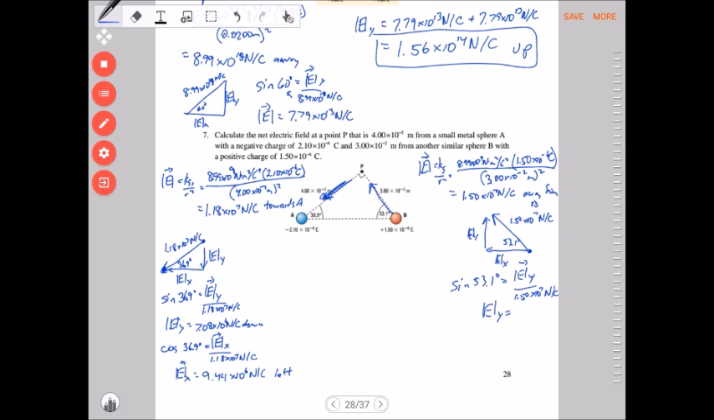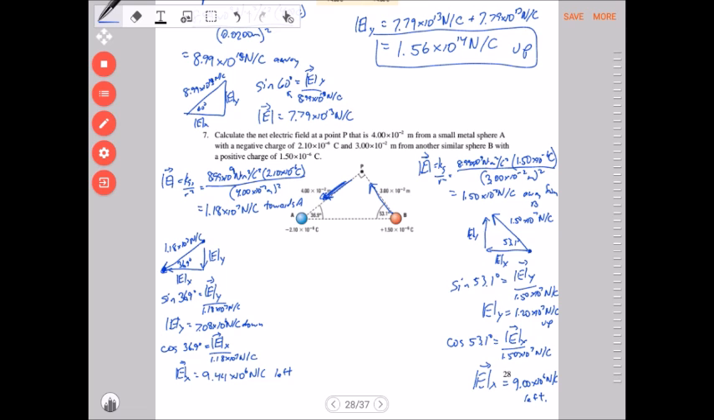So EY in this case, 1.20 times 10 to the 7 newtons per coulomb, and that of course is being directed up. Then cosine of 53.1 degrees is going to equal our electric field in the x direction over the 1.50 times 10 to the 7 newtons per coulomb. So EX works out to 9.00 times 10 to the 6th newtons per coulomb, and this is directed left.